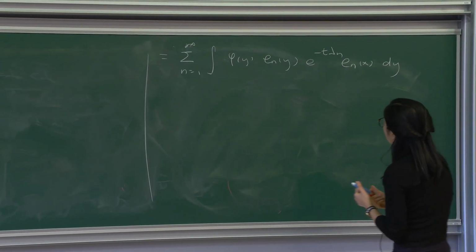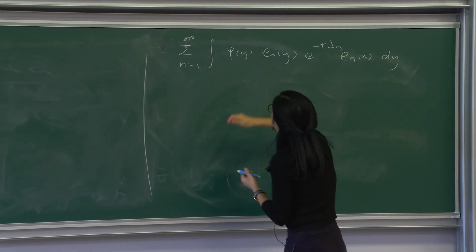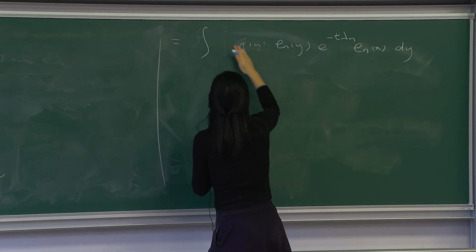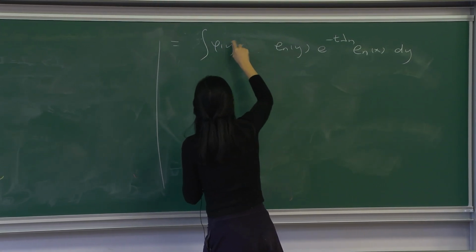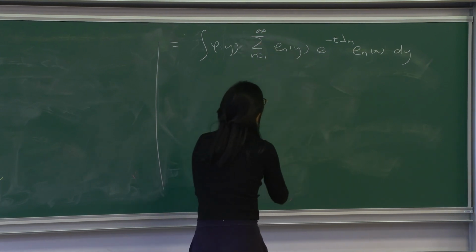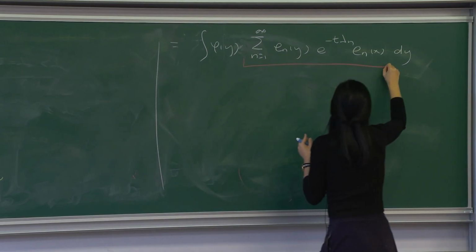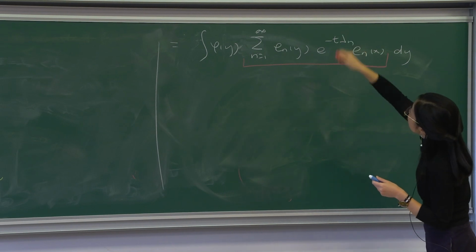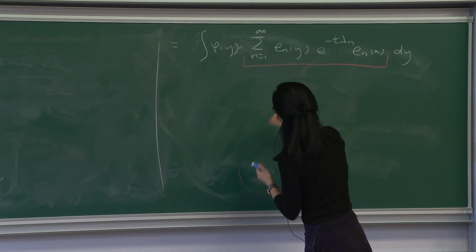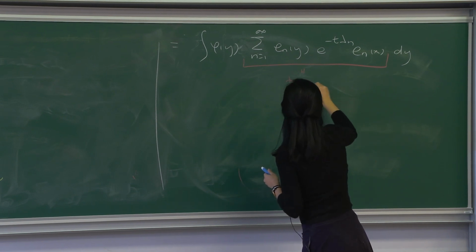Right, and now I can just identify, let me just put this inside. So I have this expression here. This should be true for any test function phi. So this has to be equal to p_t of x, y.